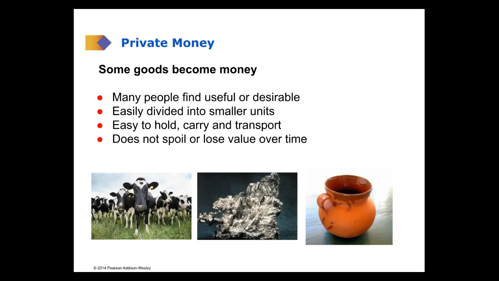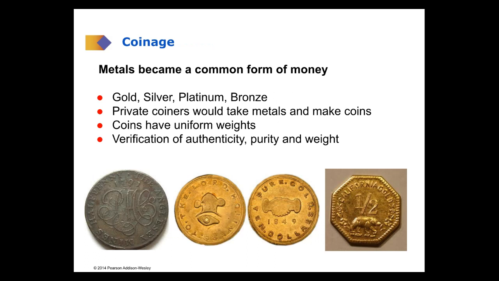And it helps if it's something that can be divided into smaller units. Maybe if it's easier to hold and transport, that's also great. And lastly, it's better if it doesn't spoil or lose value over time. So there are certain goods that meet these characteristics: that everyone finds useful, that are easily dividable, that are easy to transport, and don't perish. So metals met those characteristics better than other goods and services, and they became a common form of money. Things like gold and silver and platinum and bronze have all been money at different times.